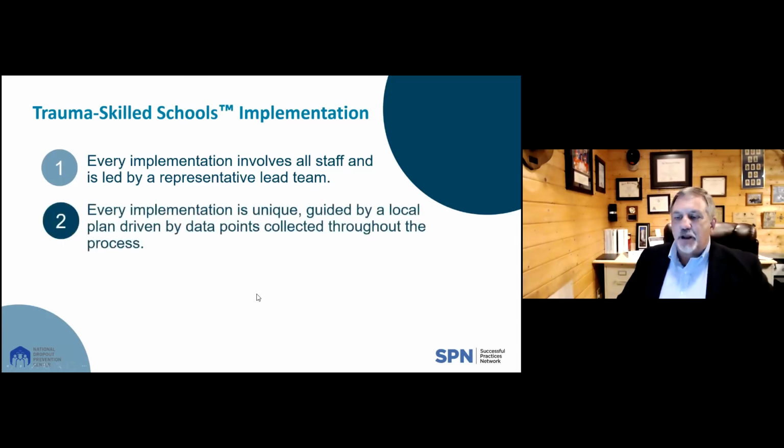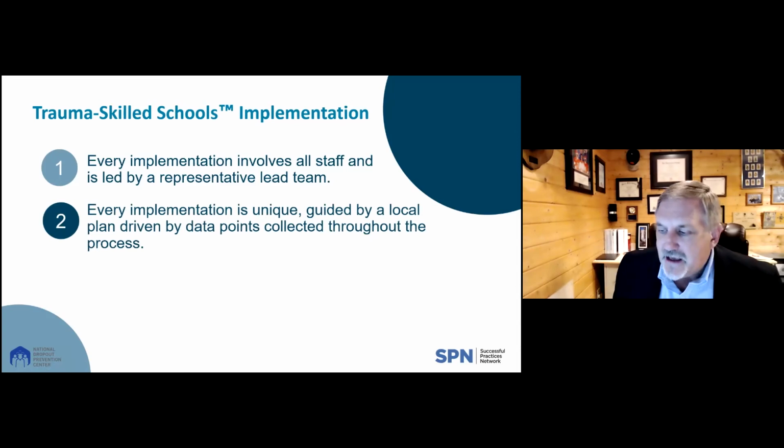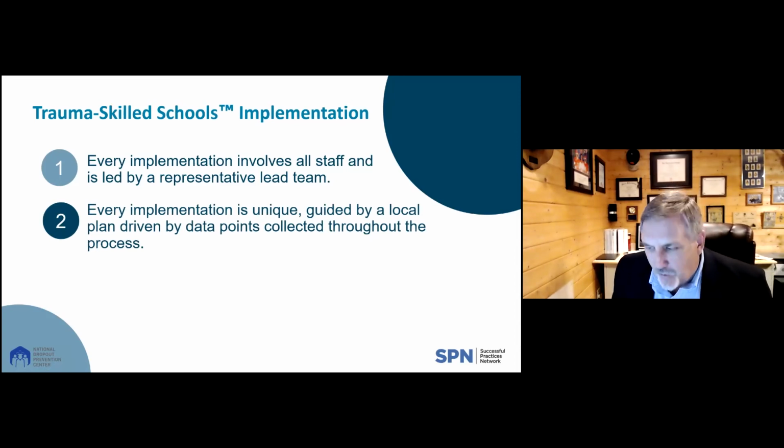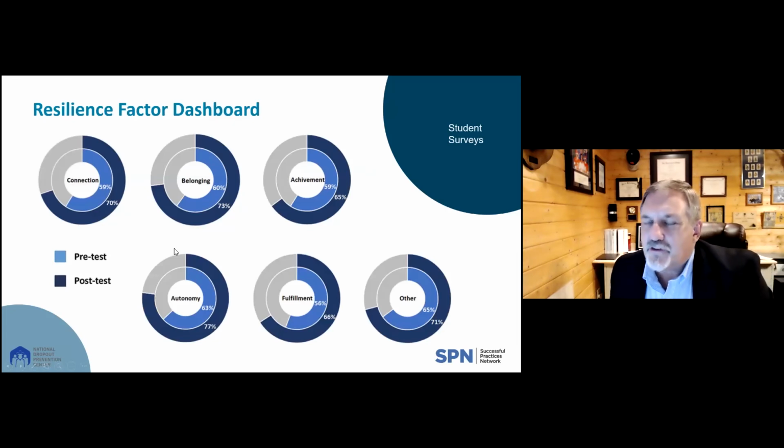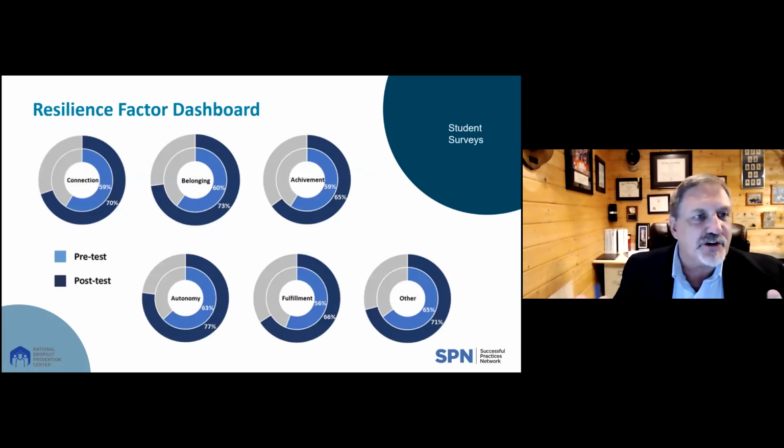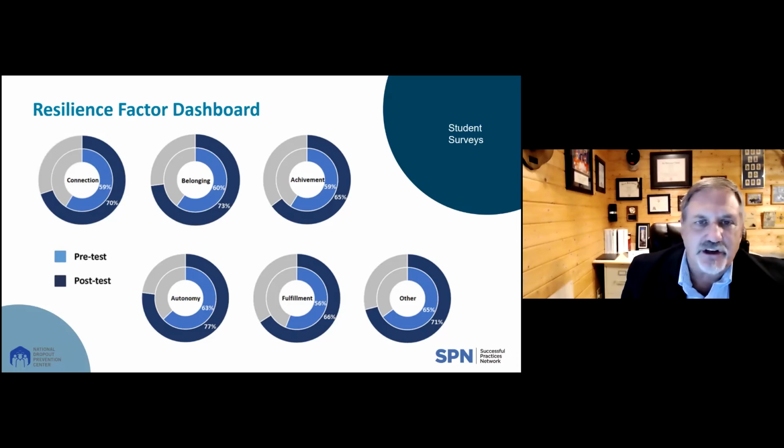The second thing, every implementation, as we say, is unique, and it's guided by a local plan, driven by data points that we collect throughout this process. I mentioned that, and you saw some of the student surveys that I mentioned. And if we look at that, here are the results of the student surveys. Now, this is a pre and post, so it combines this. And what we're looking at is the student surveys will give us information or really kind of a ranking or a scale based on the 5 resilience factors.